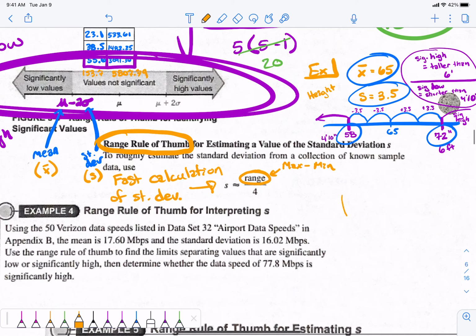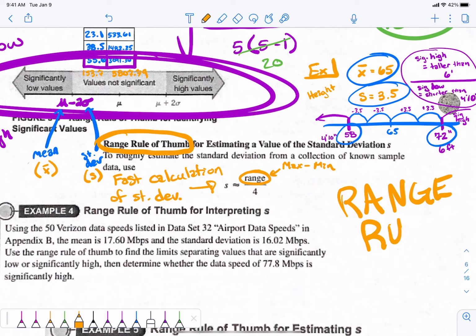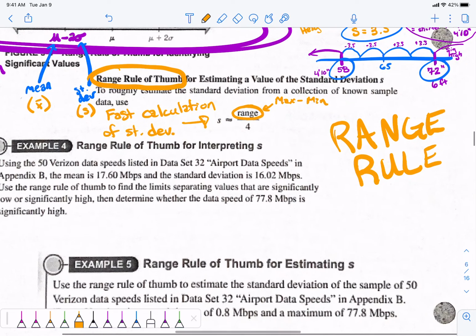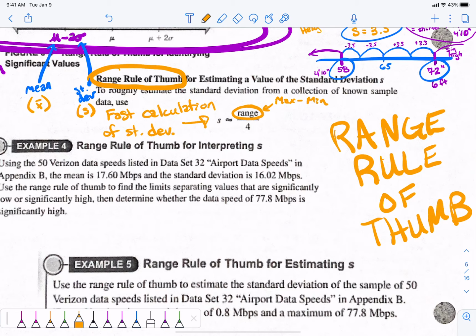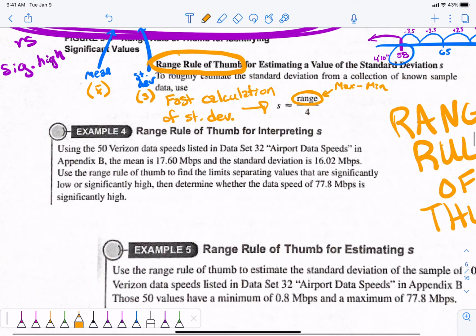That is called the range rule of thumb. I'm writing it real big so you can find it when you do your homework assignment. Range rule of thumb for standard deviation. You take the range, divide by 4, that gives you approximately what the standard deviation is. Good? Happy with that? Not too hard. Let's go to example 4. They're going to actually have us do that.